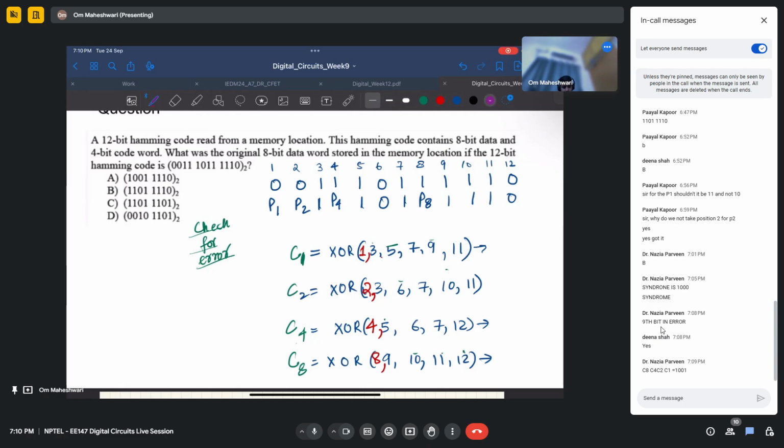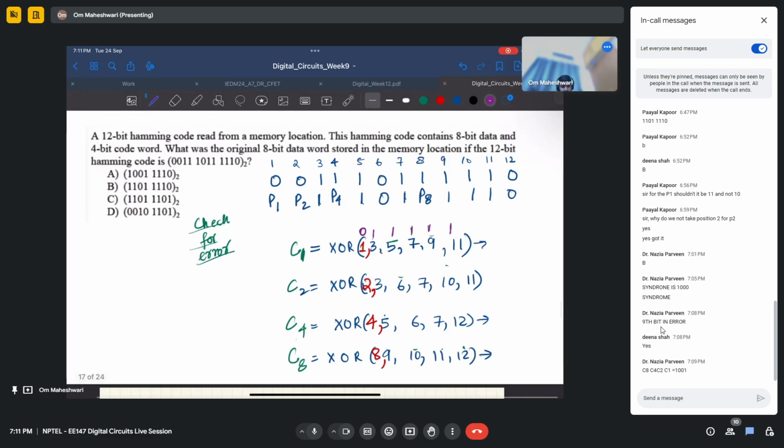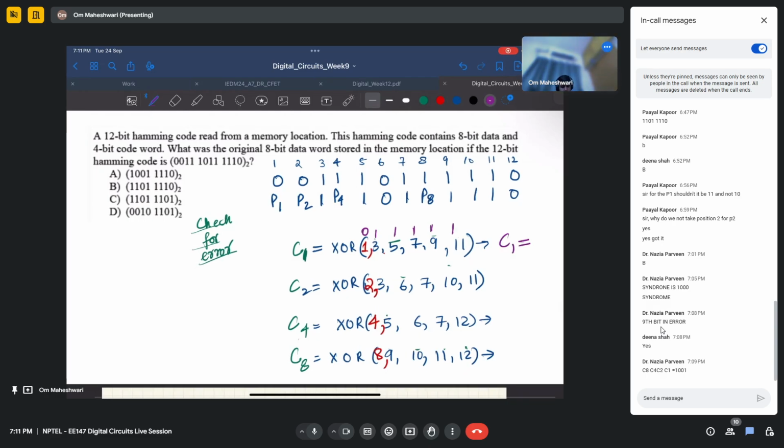Now let us see if all the bits are correct or not. In the first bit, we have 0, third is 1, fifth is 1, seventh is 1, ninth is 1, and 11th is 1. So we have 5 ones. So C1 is 1.